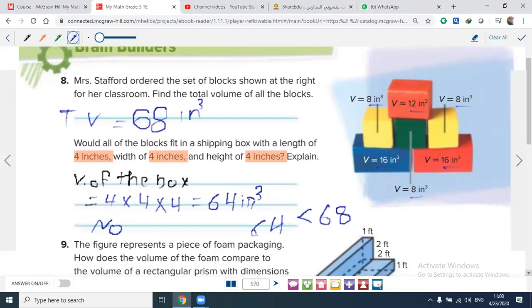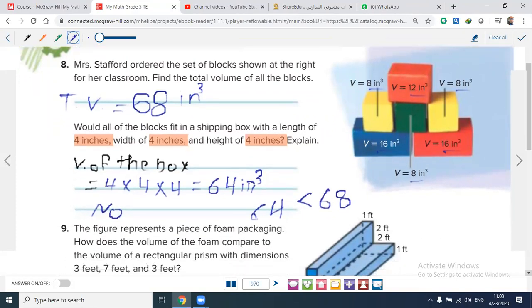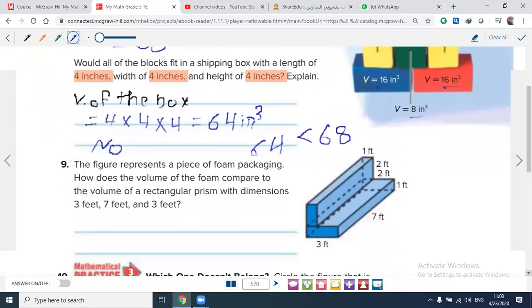Last one here, number 9. Page 970, we are now on 970. We multiply up then multiply down. I have the composite shape. Find the volume of this space.